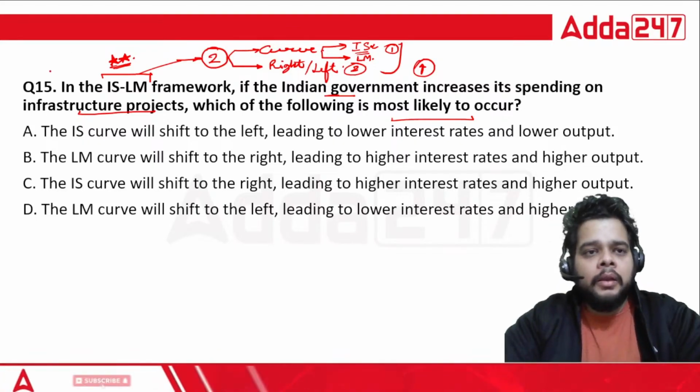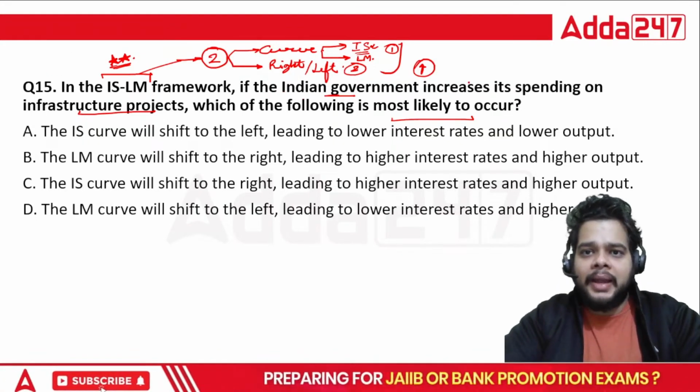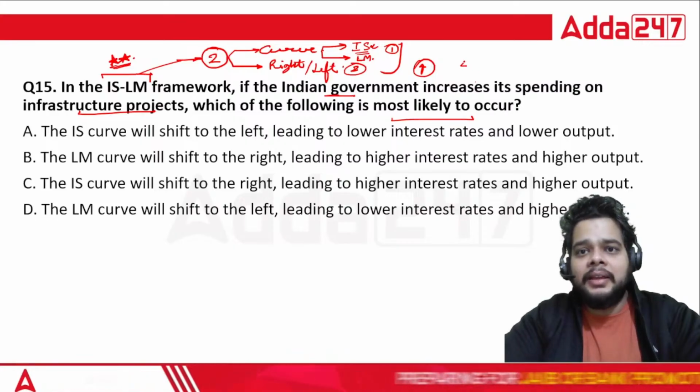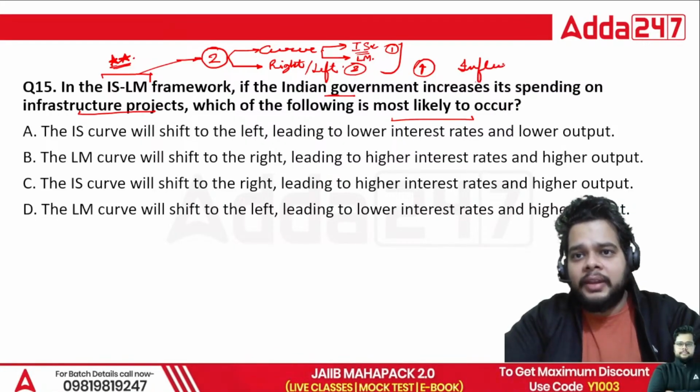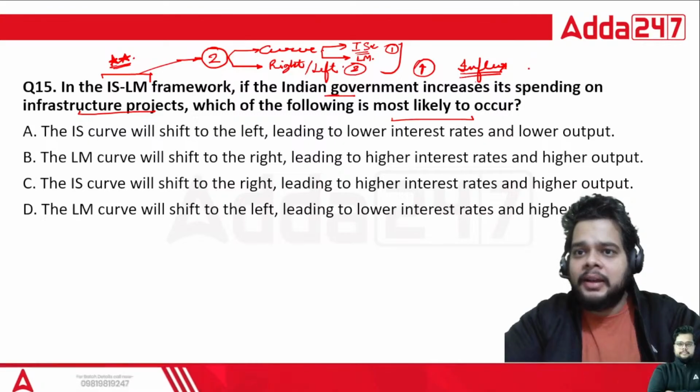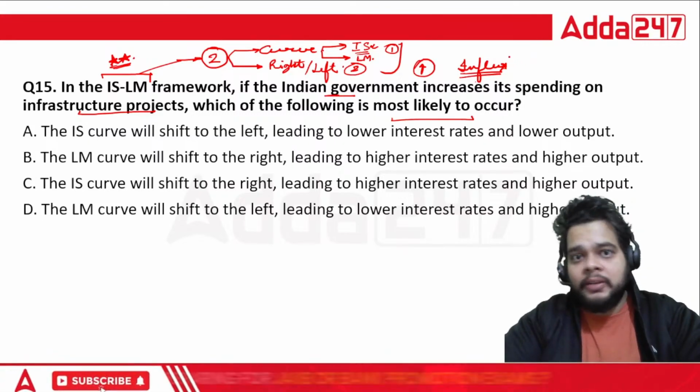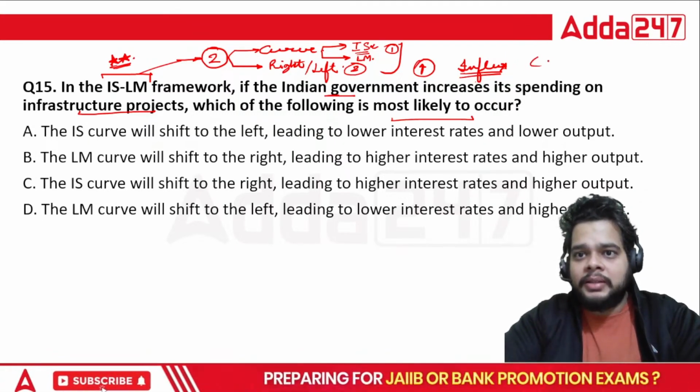Okay. So in the ISLM framework, the government has increased the spending, meaning the influx of funds has increased, fine, raising the level of income. So the curve will shift where? Right or left? It will shift towards right. Okay.